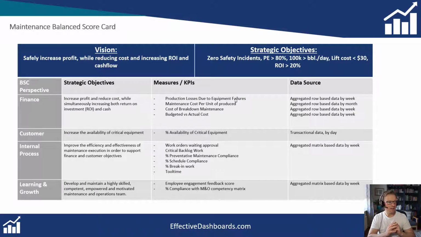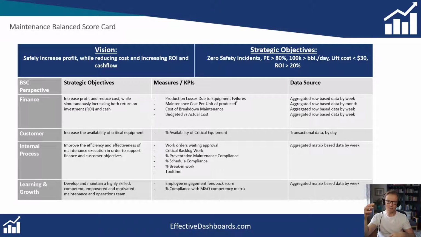And then finally, learning and growth. We've got employee engagement and feedback, and that would be an HR function to canvass the employees and see if they are engaged and what sort of feedback they are providing in terms of their experience working for the company. And then finally, we've got the percentage compliance with the maintenance and operations competency matrix.